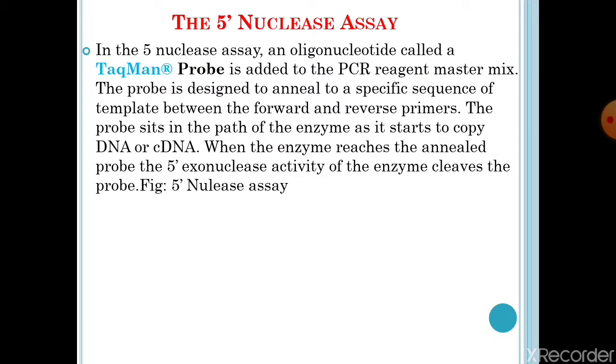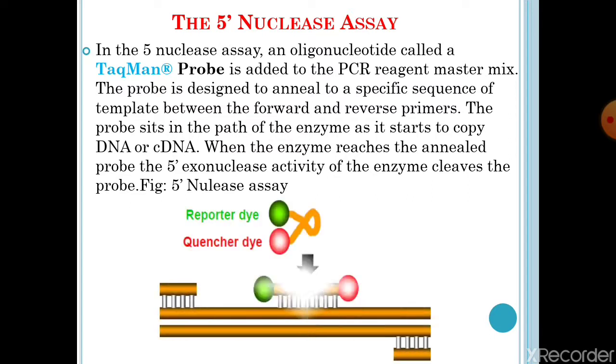Now again coming back to the 5' nuclease assay, how we do the assay. In the 5' nuclease assay, an oligonucleotide called the TaqMan probe is added to the PCR reagent master mix. The probe is designed to anneal to a specific sequence of the template between the forward and reverse primers. The probe sits in the path of the enzyme as it starts to copy DNA or cDNA, complementary DNA. When the enzyme reaches the annealed probe, the 5' exonuclease activity of the enzyme cleaves the probe, which you can see in this figure.